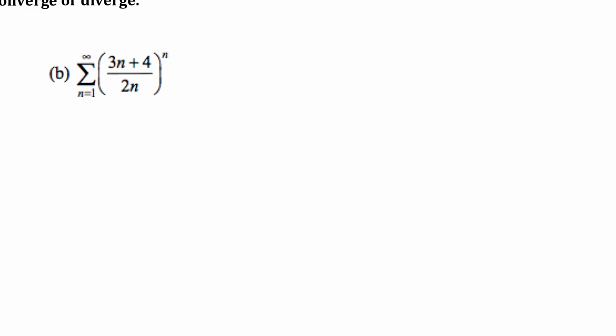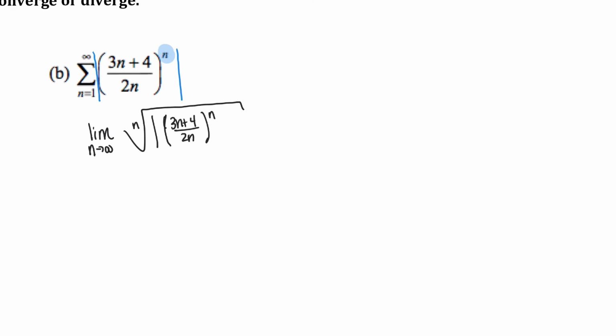So here you can see that you have 3n plus 4 over 2n all raised to the nth power. So I'm thinking I'm going to be using the root test. And if I take the absolute value signs here, this is always going to be positive from 1 to infinity. So if I prove convergence here, then it will be absolutely convergent. All right, so we're taking the limit as n approaches infinity of the nth root of the absolute value of 3n plus 4 over 2n all to the nth power.